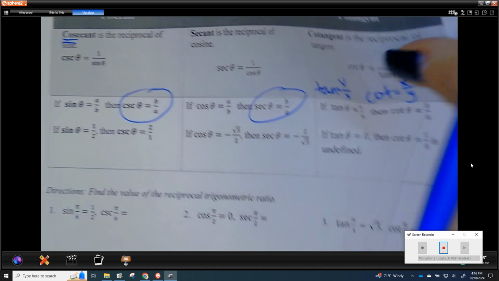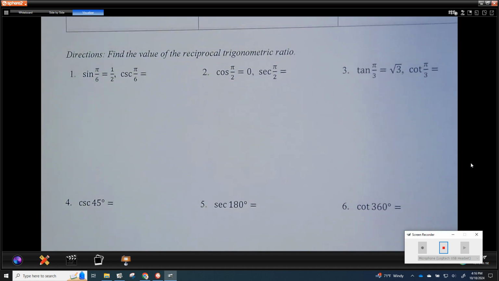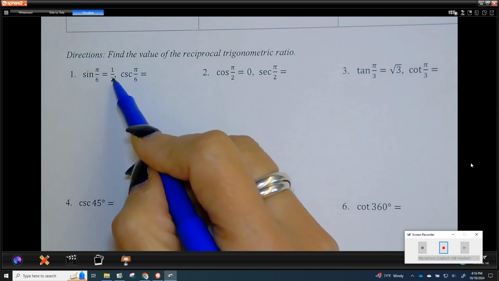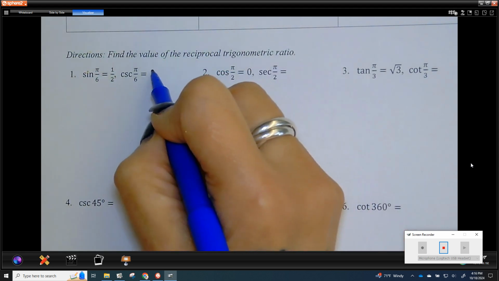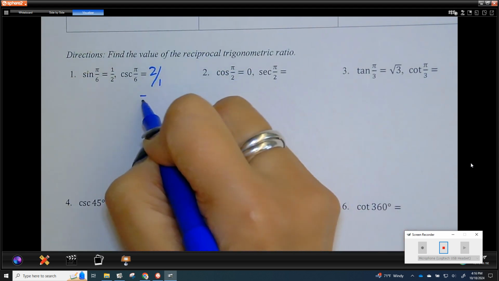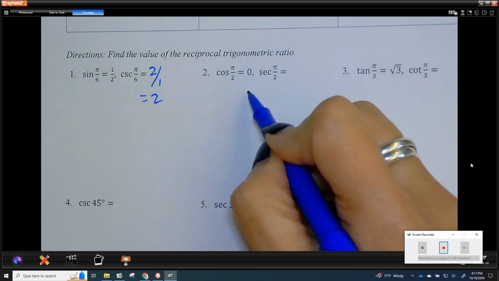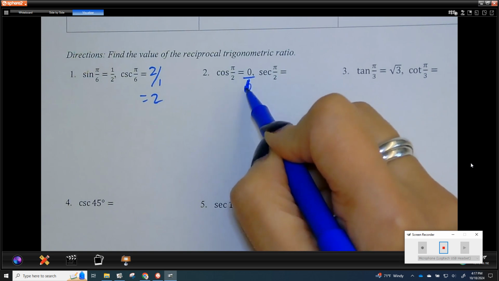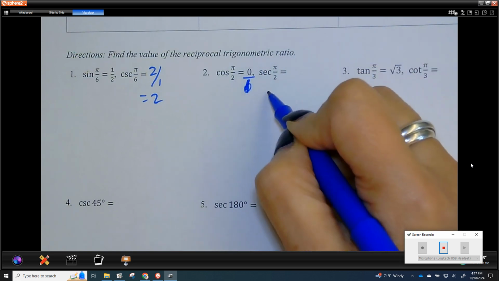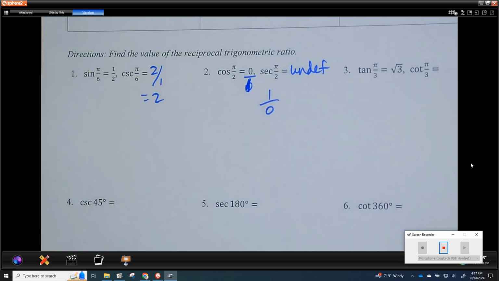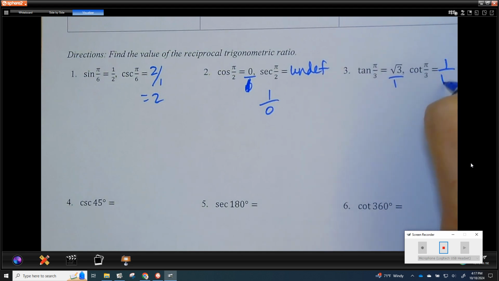Get your circle. Let's find these. Sine of pi over 6 is 1/2, so cosecant is 2 over 1, or 2. Cosine of that is 0, so that's 0 divided by 1. So when I flip that, that's 1 divided by 0, which is undefined. This is over 1. This is 1 over the square root of 3.